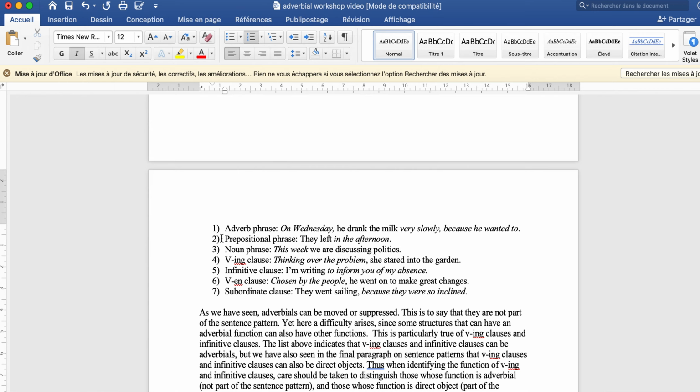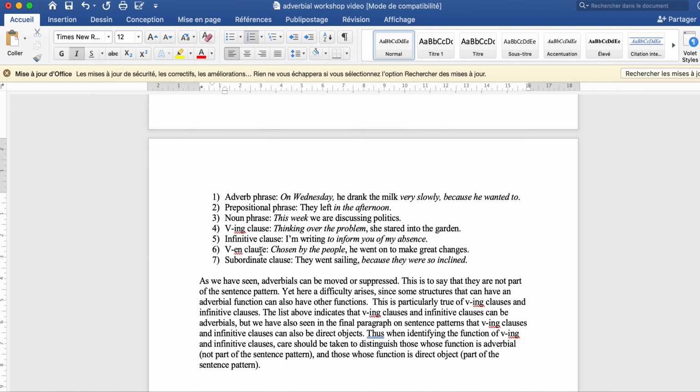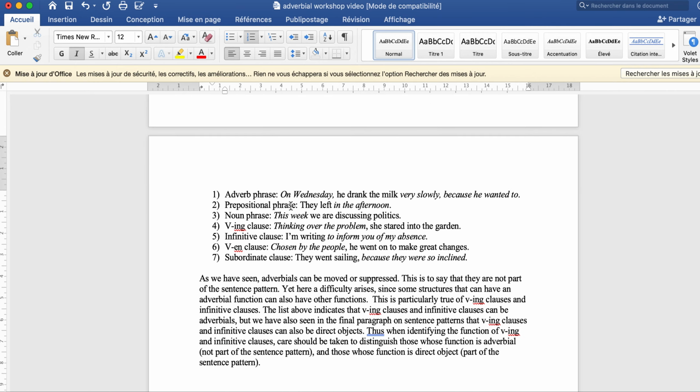So now what we're going to do is we're going to look at, if you prefer, the various structures of these adverbials. If we look at the three examples that we've already seen, right? We have on Wednesday as the first adverbial. Our second adverbial is very slowly, and our third adverbial is because he wanted to. So you might look at these adverbials and say to yourself, well, these are kind of different animals. On Wednesday is not constructed the same way that very slowly is constructed, which is of course even more differently constructed than because he wanted to.